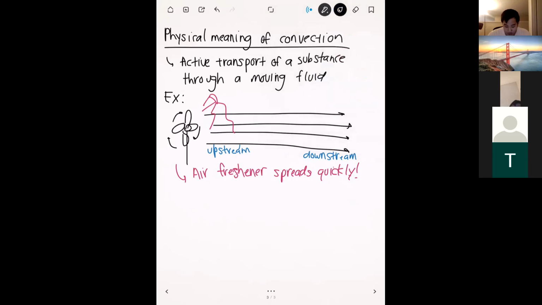Okay, so that's convection. And so we haven't been doing that yet. What we've been doing is diffusion. If you remember, diffusion is the passive transport of a substance without any moving fluid.